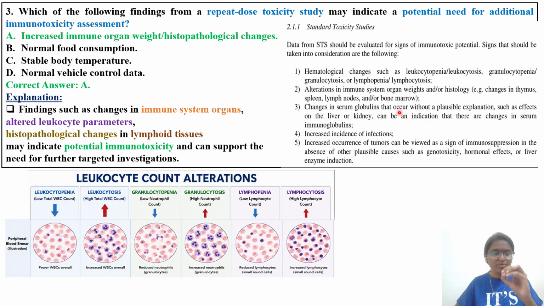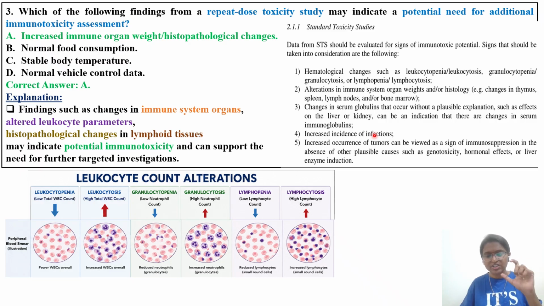These are the immune system organs which are involved. Then we have other options like 3, 4, and 5 which are listed in the S8 guideline. Changes in the serum globulins that occur without a plausible explanation, such as effects on the liver and the kidney, can be an indication that there is a change in the serum immunoglobulins. So we have to look for this also.